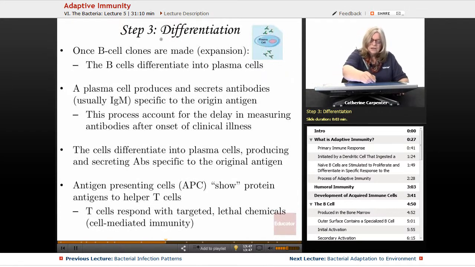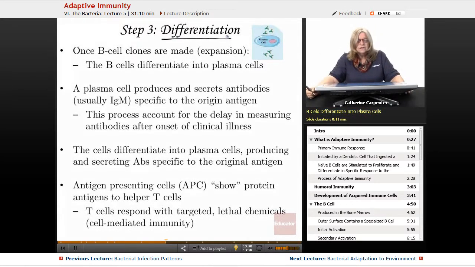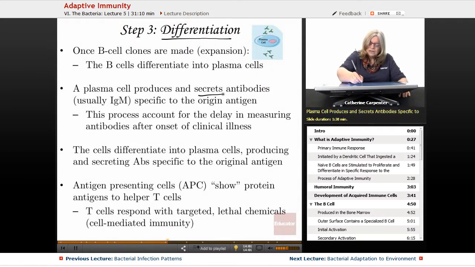So differentiation is where these cells, the clones, remember, differentiate into plasma cells, and it's the plasma cells that produce the antibodies. So these plasma cells, this word, by the way, is secrete antibodies that are specific to that originating antigen. And this process, this length of time that it takes to make the antibodies, it's a delay. Sometimes it takes a little while.